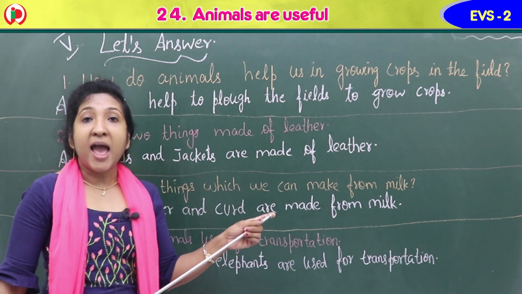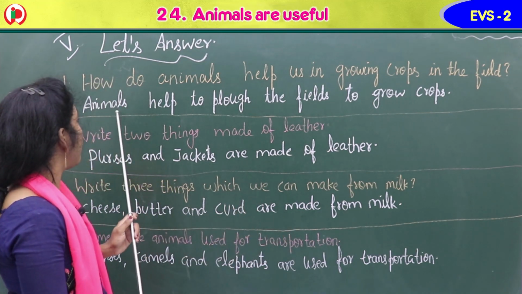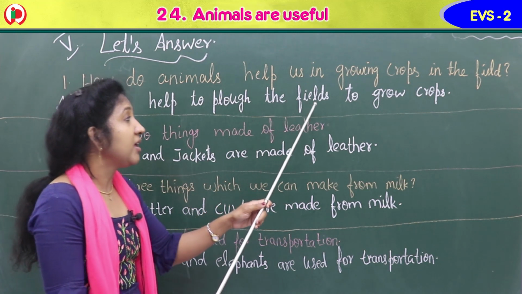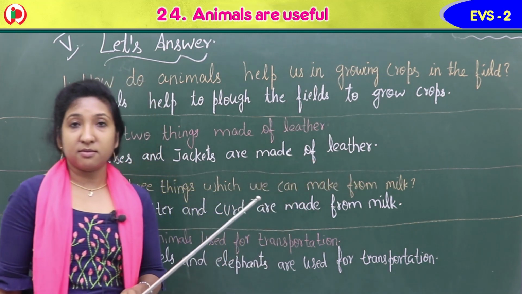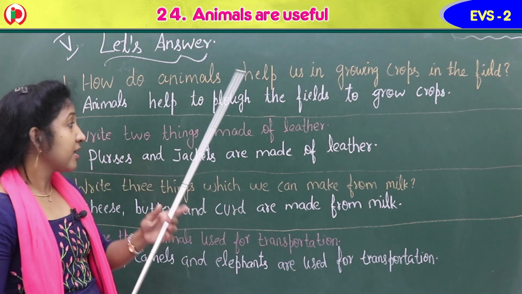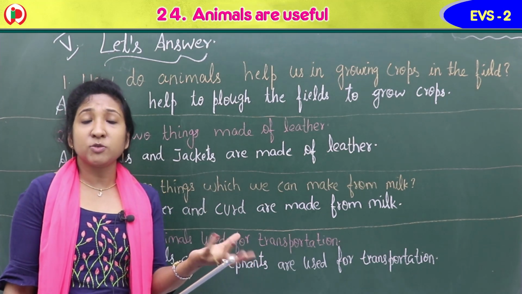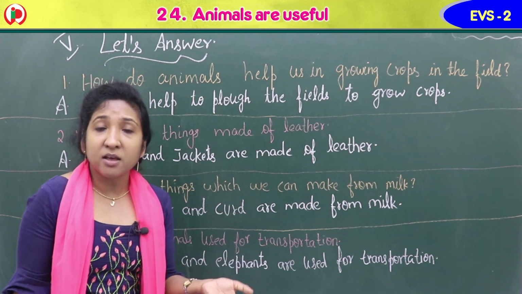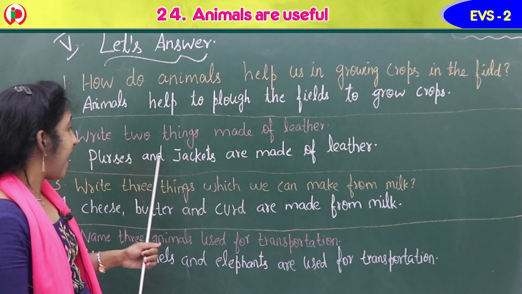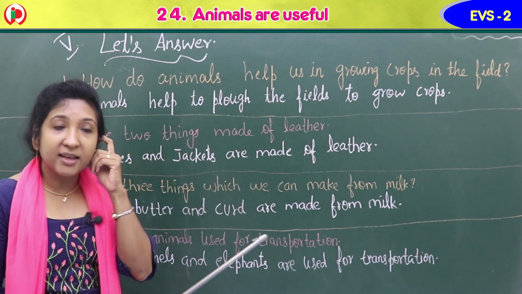Yes, in the field, animals help farmers to plough the field. Yes, so animals help to plough, P-L-O-U-G-H, the fields to grow crops. Second, write 2 things made of leather, any 2 things you can write. Belts, bags, purses, jackets, isn't it? Answer, purses, P-U-R-S-E-S, and jackets, J-A-C-K-E-T-S. Jackets are made of leather.